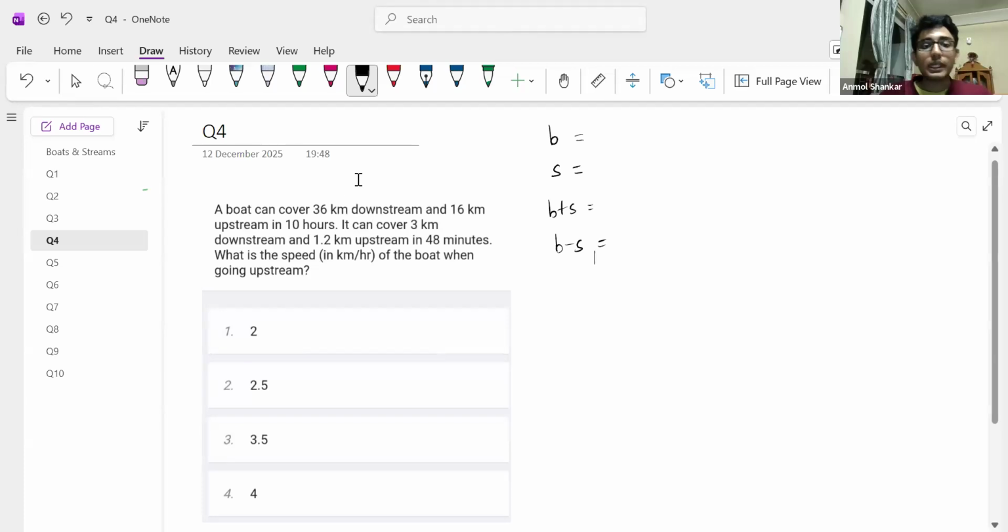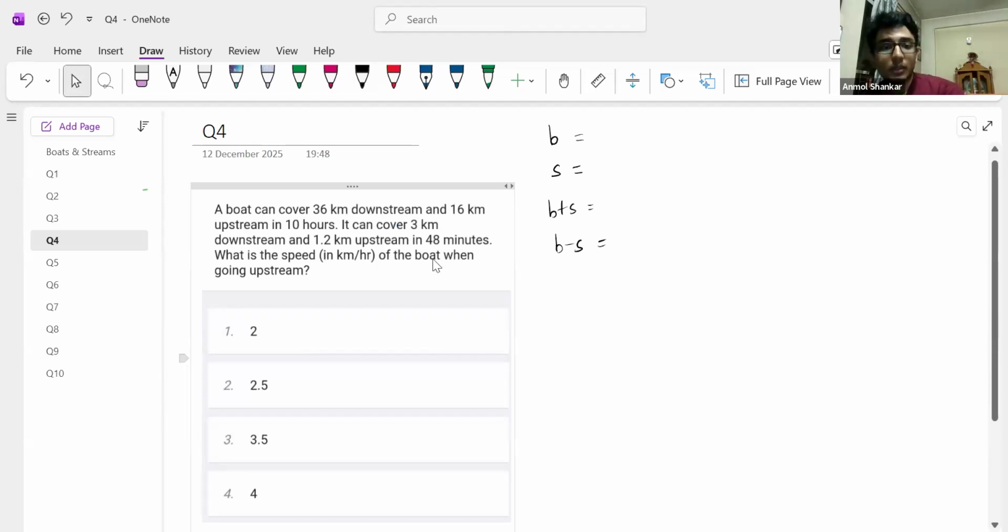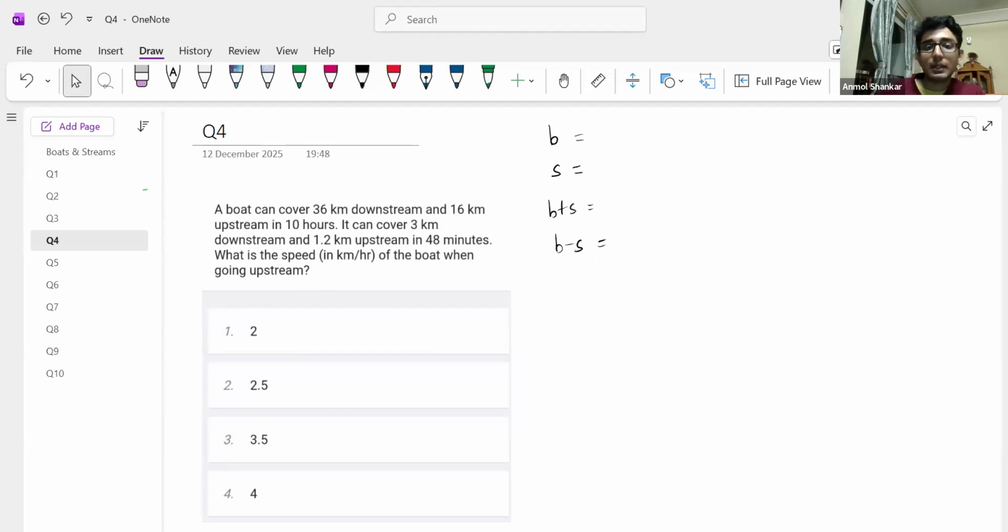A boat can cover 36 km downstream and 16 km upstream in 10 hours. It can cover 3 km downstream and 1.2 km upstream in 48 minutes. What is the speed of the boat when going upstream? So they are asking for the upstream speed. First, in this question, what have they directly given, B plus S or B minus S?